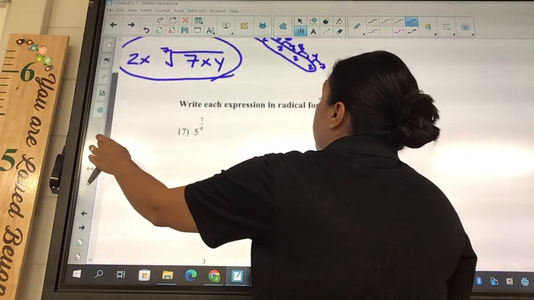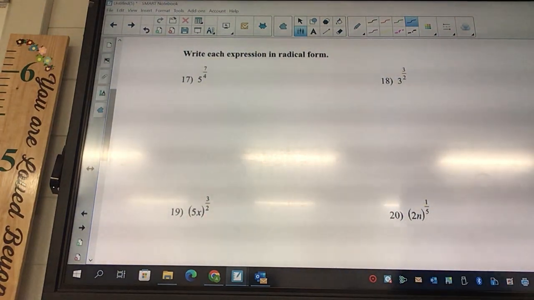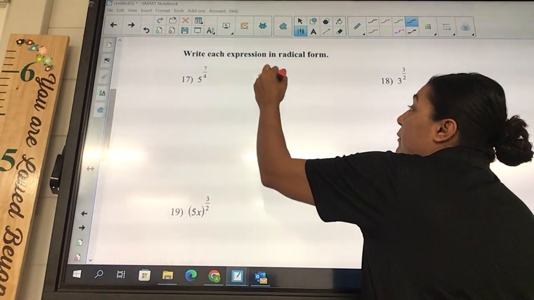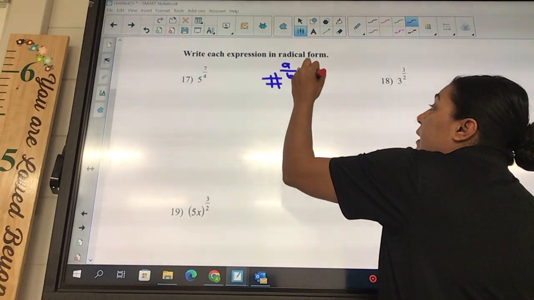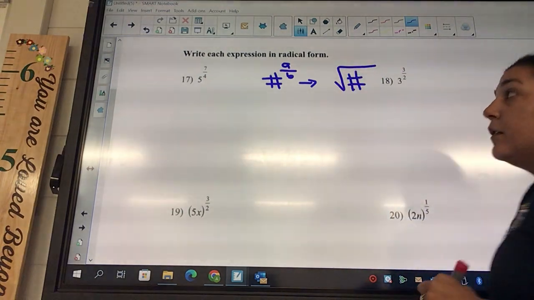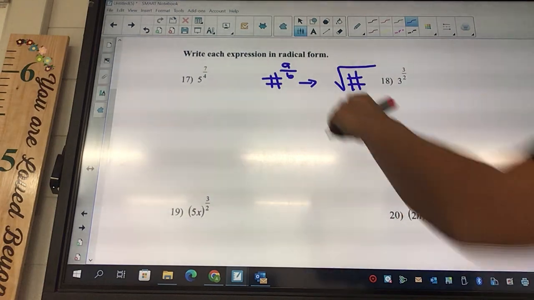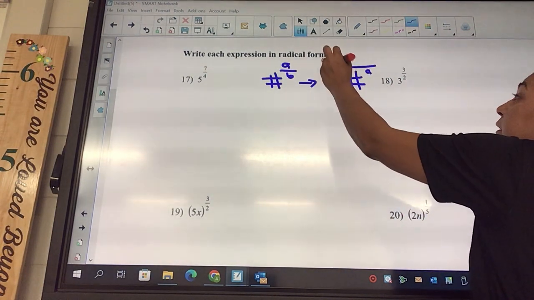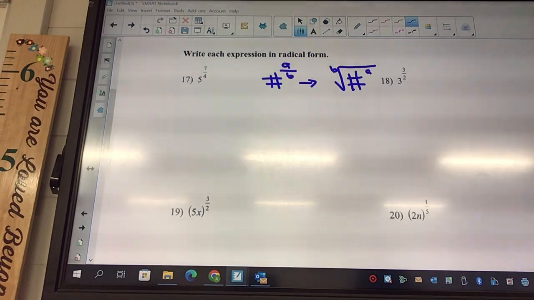Okay, the next section on here, we're writing in radical form. If we have a number to the A over B, that's going to convert to this. The number's going to go here, and then the top part is going to go on the inside, and this is going to be the B. It's kind of just matching up.